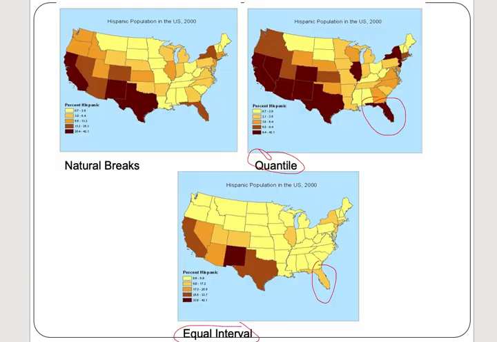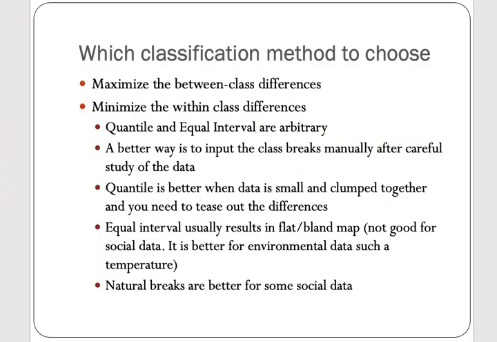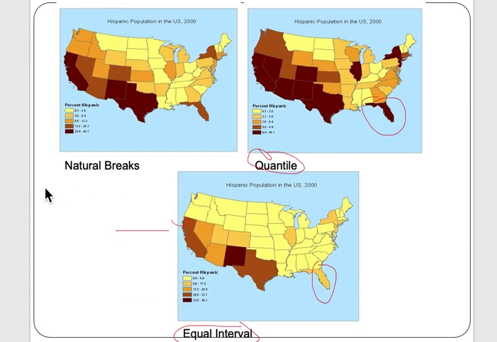So we could see here that equal interval is not good for data distribution. It looks bland and flat when we're looking at the Hispanic population. Equal interval is better for environmental data such as temperature. And natural breaks are better for some social data like population data, like we see here in this map.